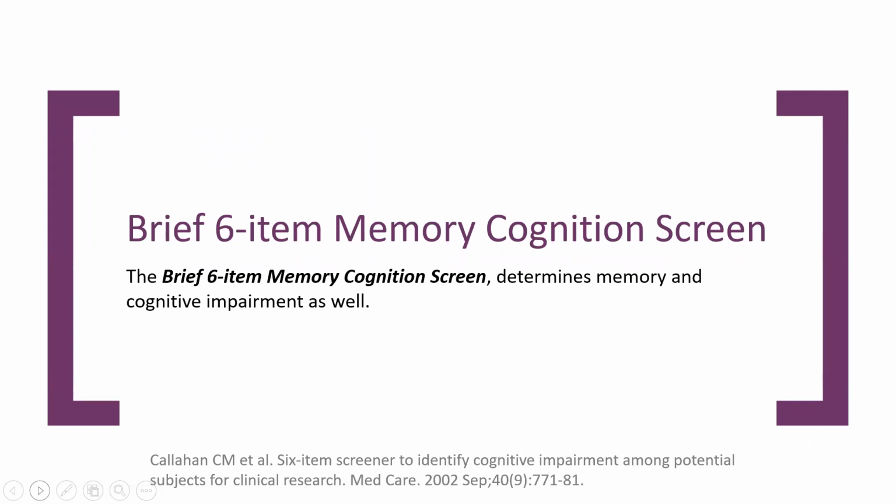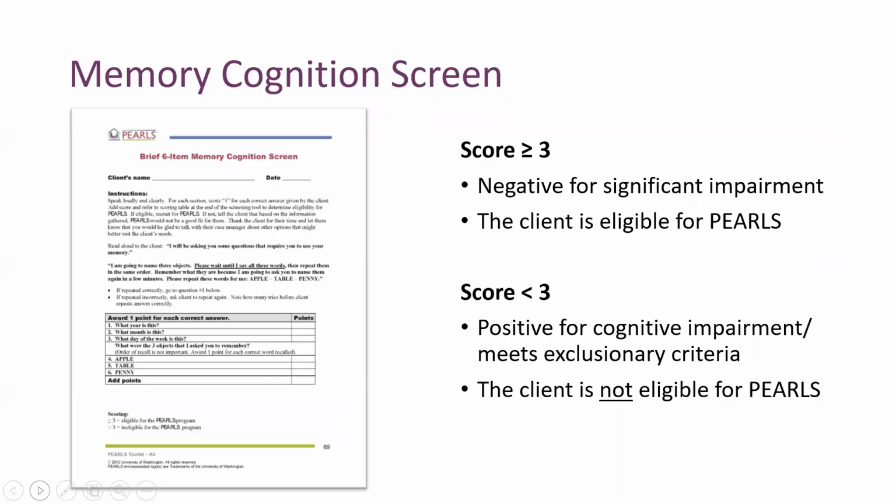If somebody does not screen out with that exclusionary condition screen, you'll then want to ask the brief 6-item memory and cognition screen to determine whether somebody has memory and other cognitive impairment. For this screen, if somebody has a score greater than or equal to 3, that suggests that they are negative for significant impairment and they're eligible for the PEARLS program. If their score is less than 3, it means that they screen positive for cognitive impairment and they meet our exclusionary criteria. So they're not a good fit for the PEARLS program.